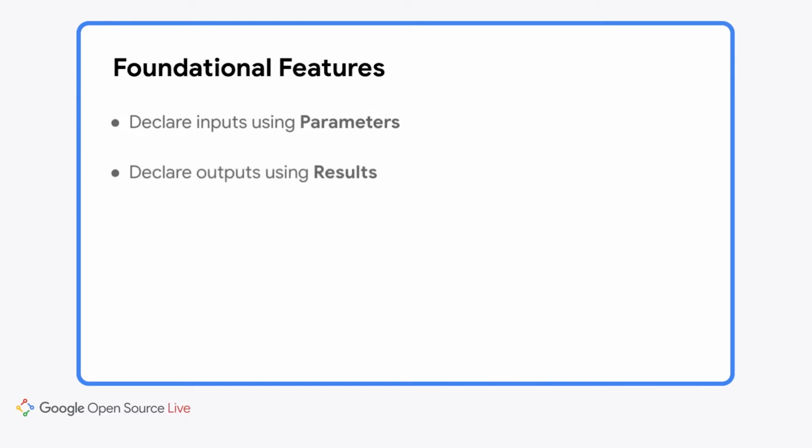The foundational features of a pipeline include parameters, similarly to a task, that are used to declare inputs. And similarly as well, it declares results, which are used to declare outputs. And lastly, it also uses workspaces similar to tasks.